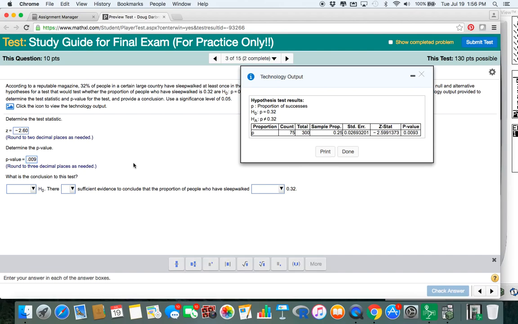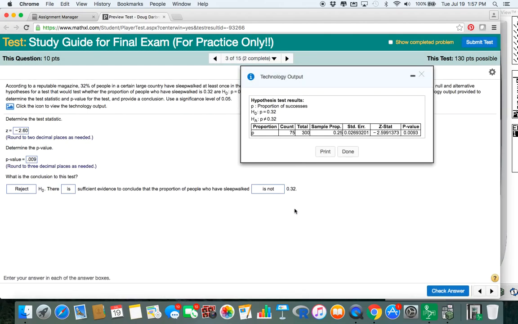So the conclusion: since we're testing at 0.05 and our p-value is less than 0.05, we're going to reject the null. So there is sufficient evidence to conclude that the proportion of people who sleepwalk is not 0.32. Check answer.